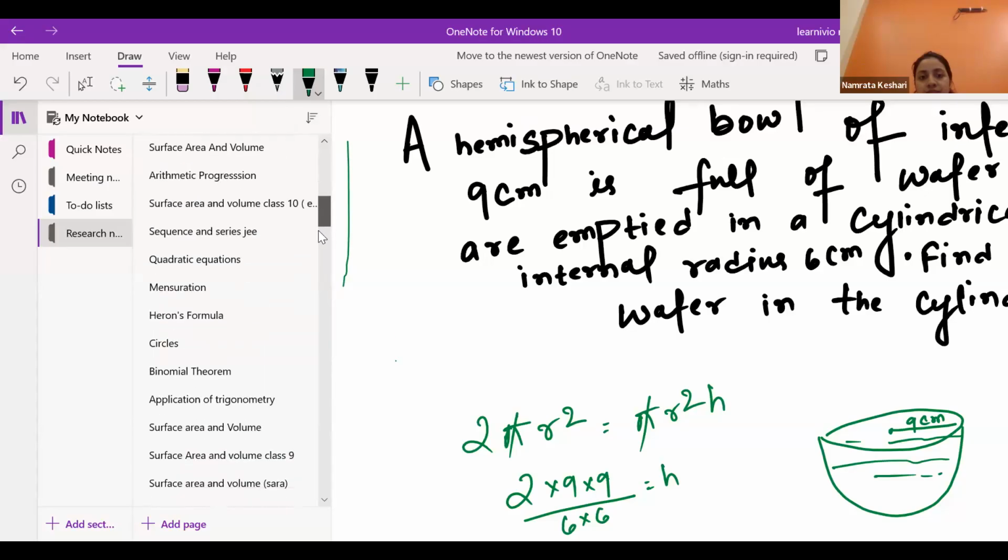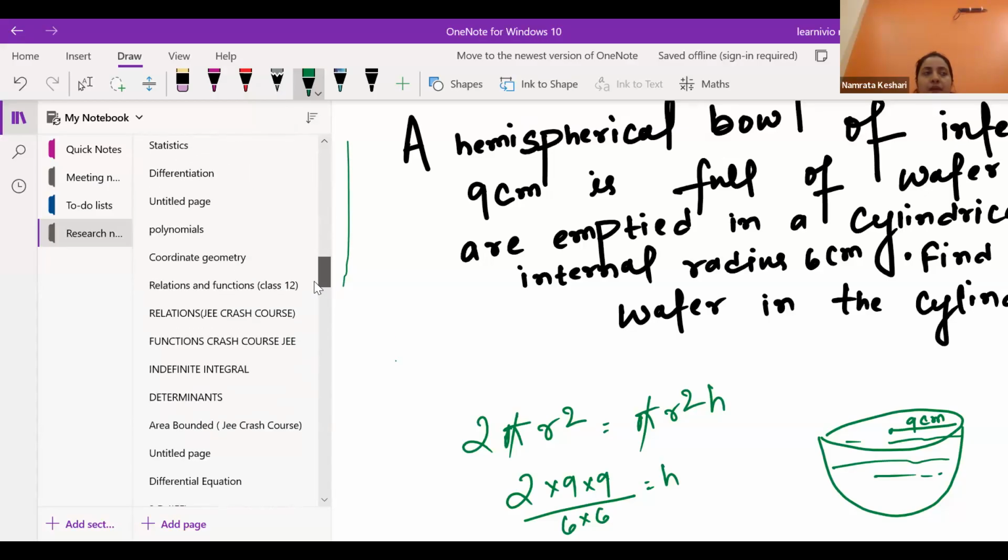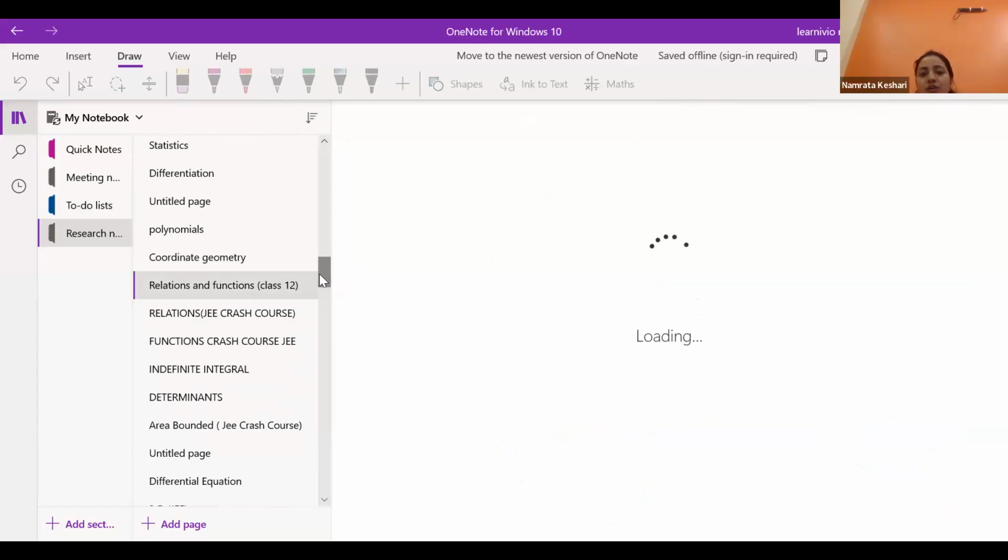Statistics. Okay, statistics. Yeah, I explained the frequency polygon in the last class. I'm giving you a few questions based on the construction. Okay, just wait a second.